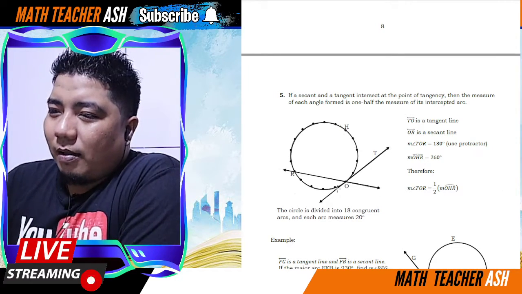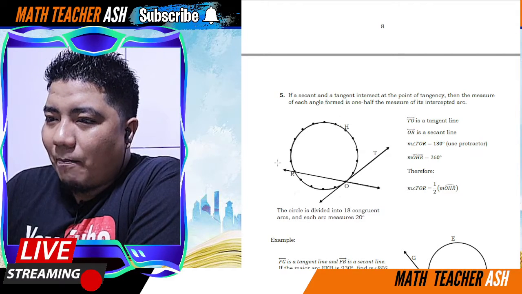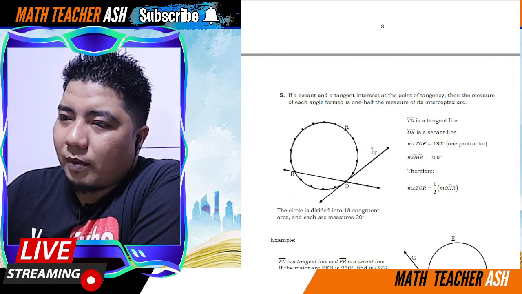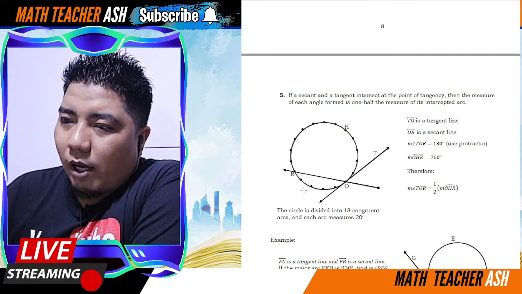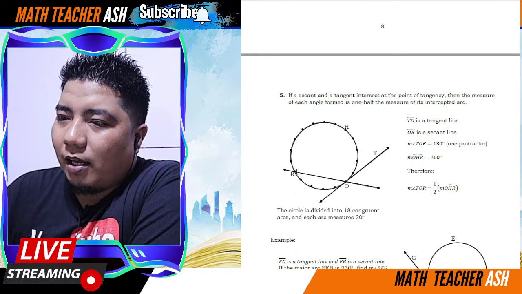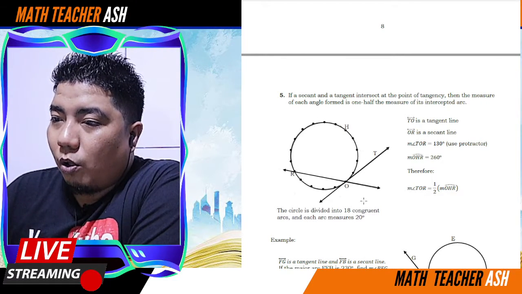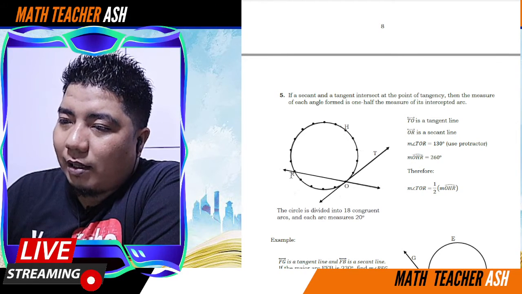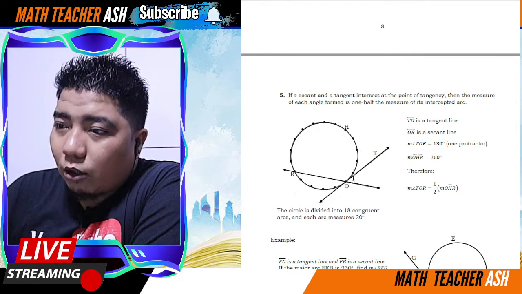So, as you can see here, this is the circle, this is the angle formed, and the intercepted arc is this one. Hindi to kasali. Okay, hindi to kasali. So, this one. So, kung gusto mong kunin ang angle TOR, ito, i-divide mo lang ng 2.